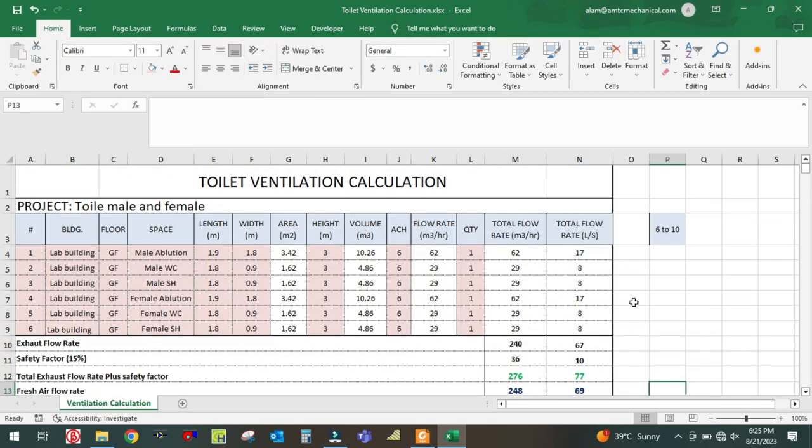So I hope you guys learned how to calculate this ventilation system, toilet ventilation system for toilet, WC and shower. I hope you guys learned something from this video.